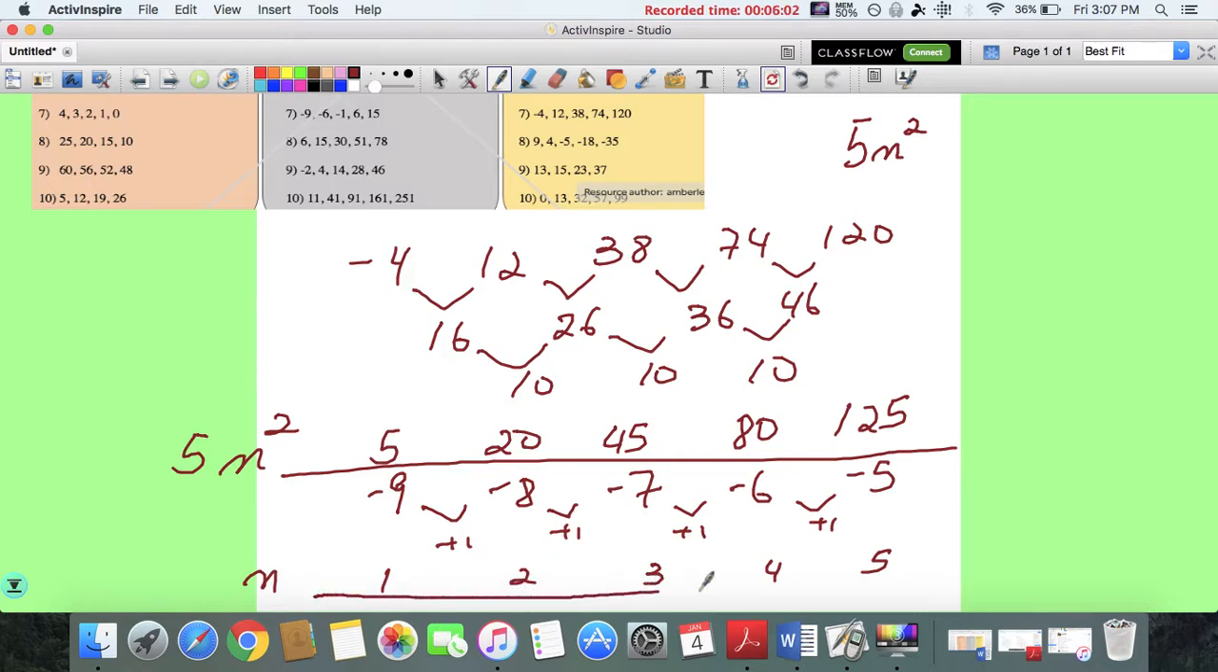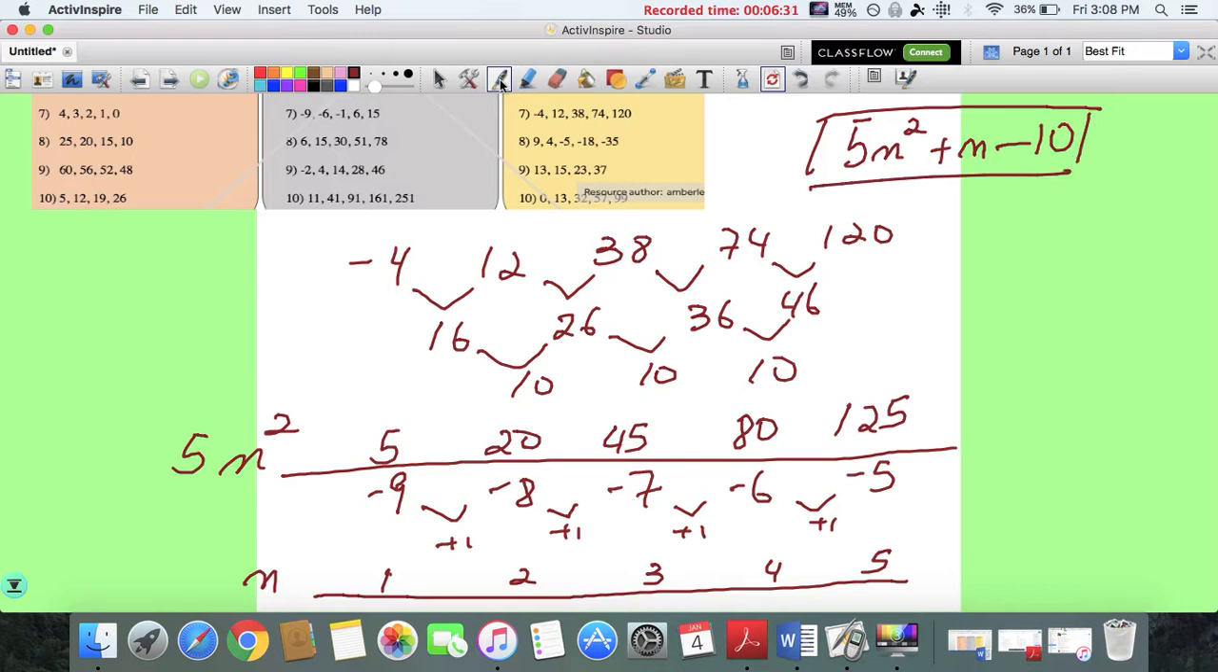So now it's 5n squared plus n, but we have to make an adjustment because we want to get negative 9. So we don't truly want the 1. We go on negative 9. So how does the 1 become negative 9? Minus 10. 2 minus 10 is negative 8. 3 minus 10 is negative 7. 4 minus 10 is negative 6. 5 minus 10 is negative 5. That seems to do the trick.